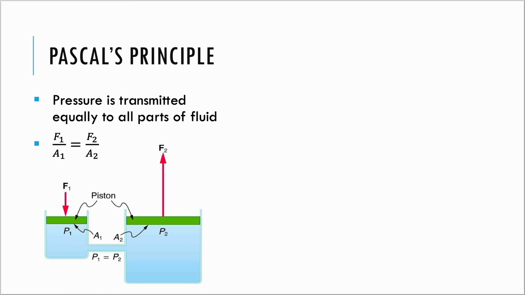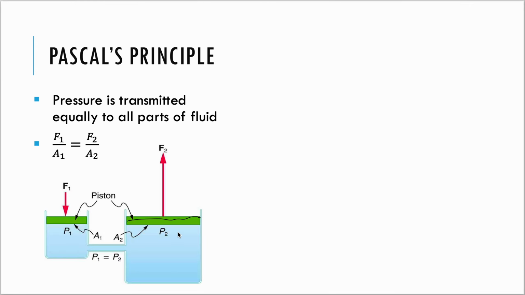Next is Pascal's principle. It tells us that pressure is transmitted equally to all parts of a fluid. You're usually going to use this principle when you have a hydraulic system, such as you can see in this picture here. You have an enclosed fluid, you have pressure applied at one end where there's maybe a smaller piston, and then you have pressure at the other end, which is going to be the same.